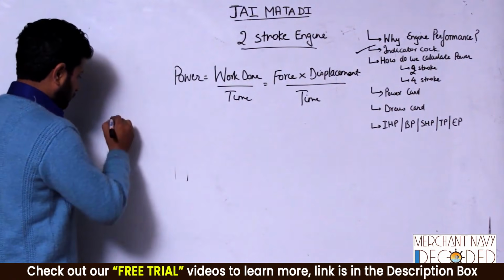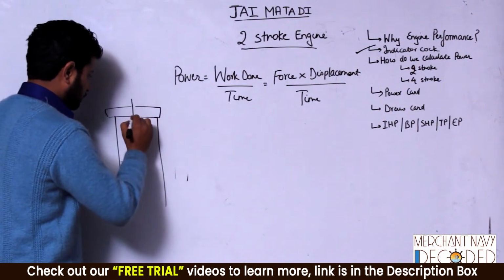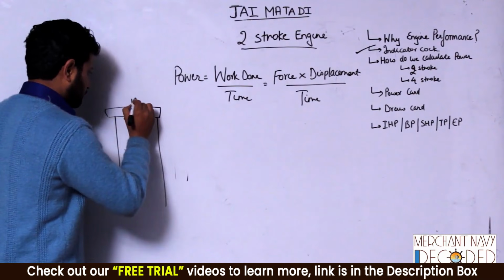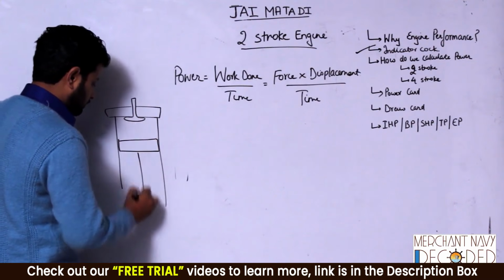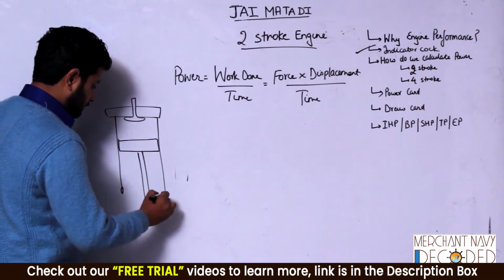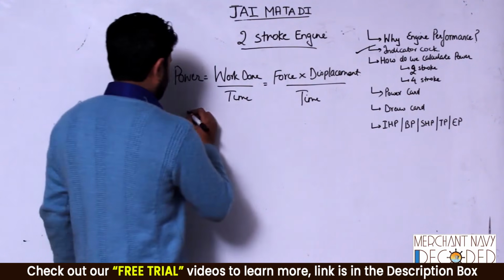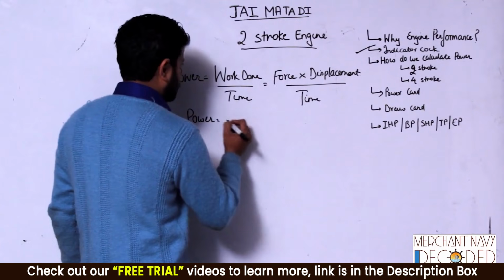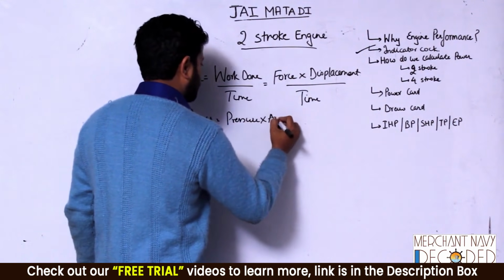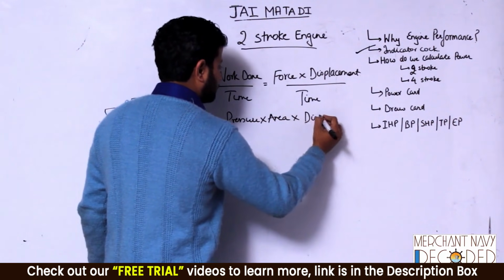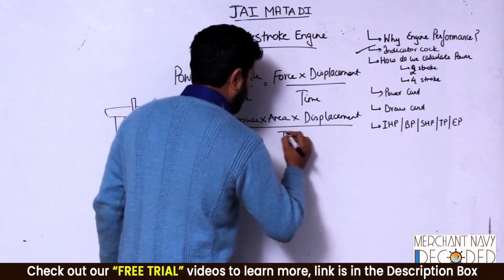Let me draw. This is my exhaust valve, and say over here is my piston. Scavenge ports are over here, and the liner is here. Okay. Now, power is equal to force, which is pressure into area into displacement upon time.